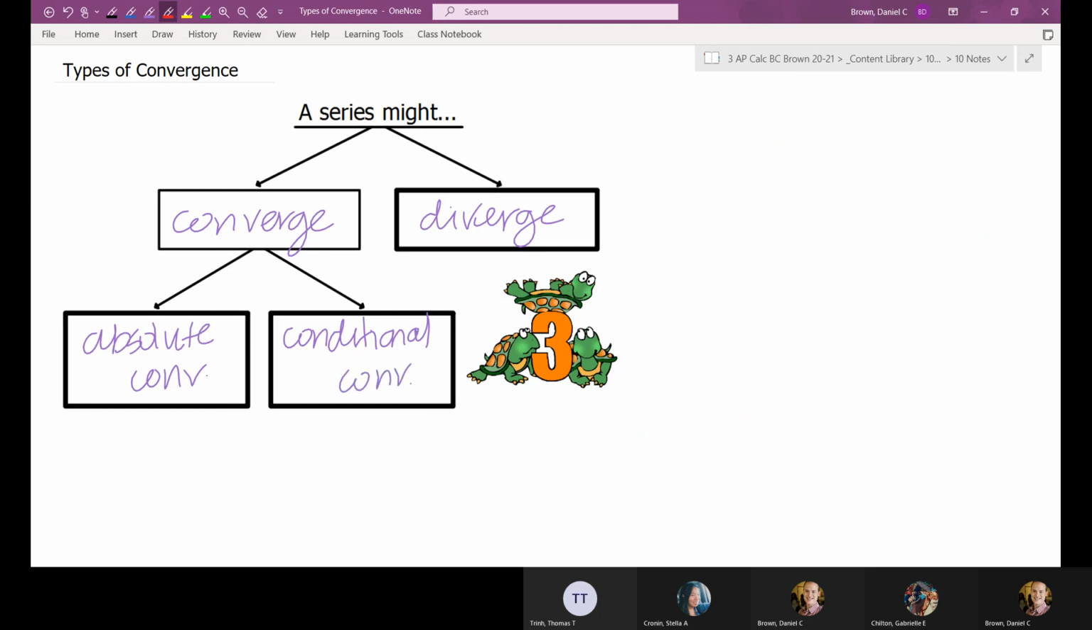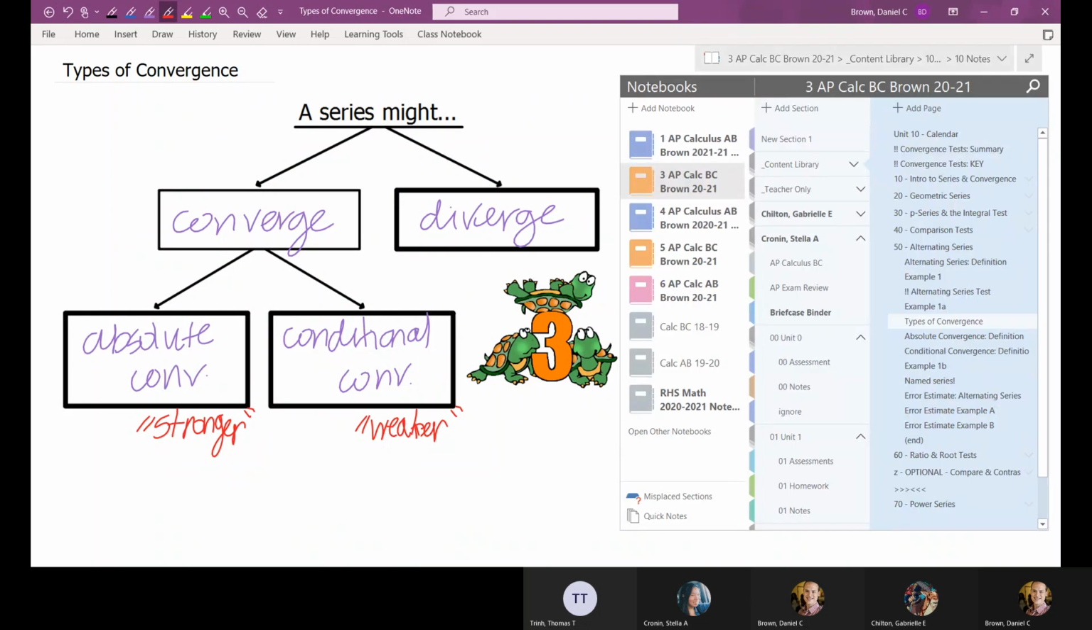The best way I can describe the difference is that absolute convergence is going to be a stronger type of convergence, and we'll define it in a second. Conditional convergence is going to be a weaker, if not weirder, type of convergence as well. So it's not going to be as strong. It still converges, just not as directly as one that converges absolutely. Often on the AP exam, you're going to have to figure out if a series is absolutely convergent or conditionally convergent. So let's go ahead and formally define those.